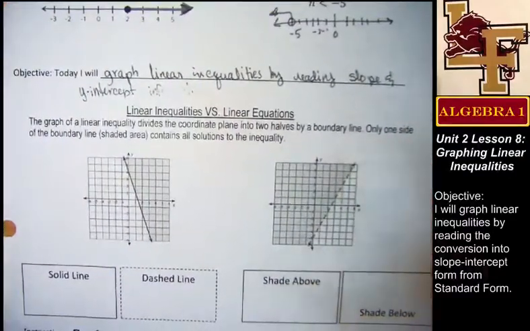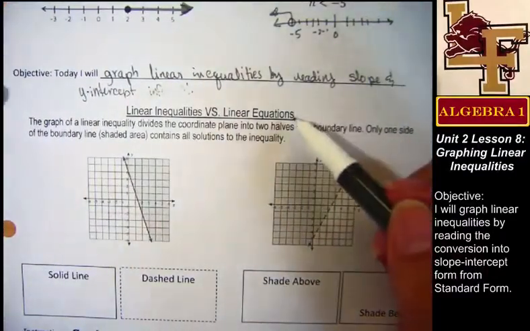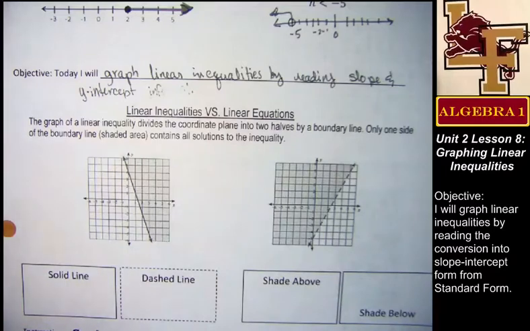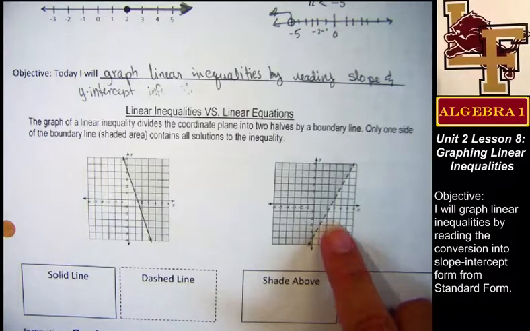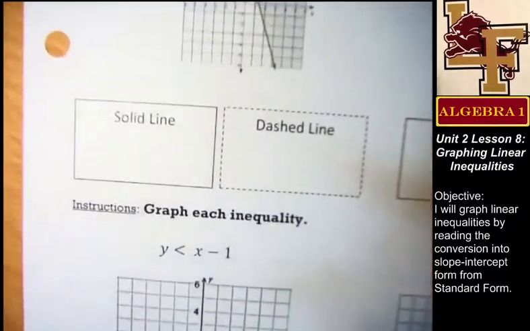All right, here's the difference. Linear equations, just the line, nothing else. Inequalities, we're going to color either above or below the line. And as an added bonus, lines now can be solid or dashed. Let's figure out which is which.